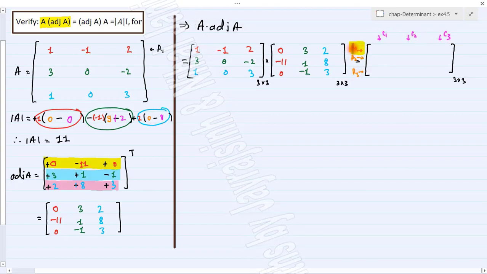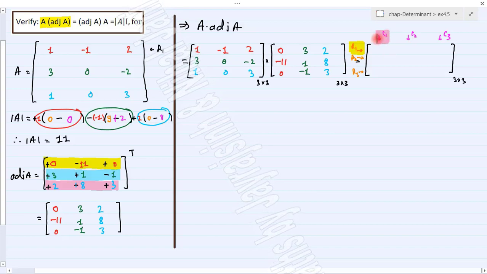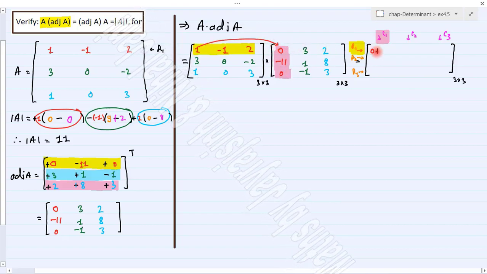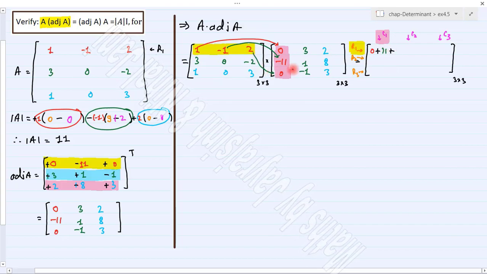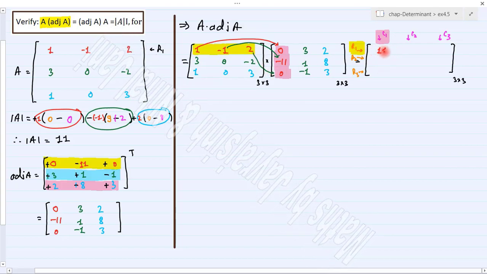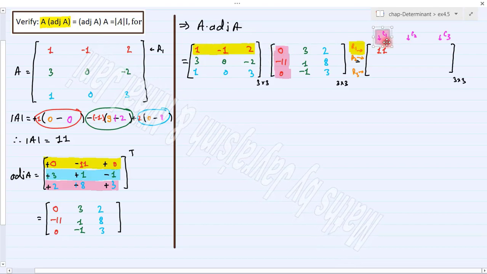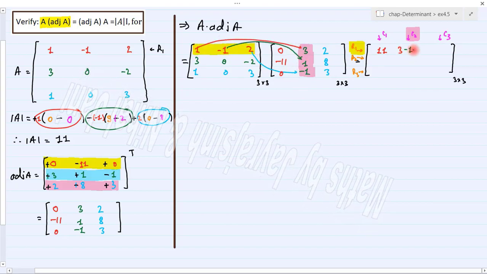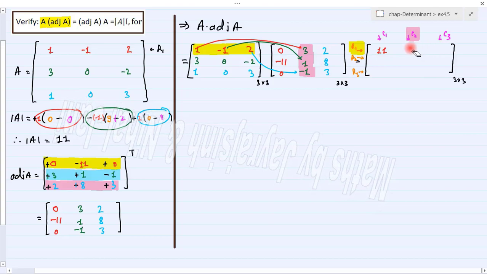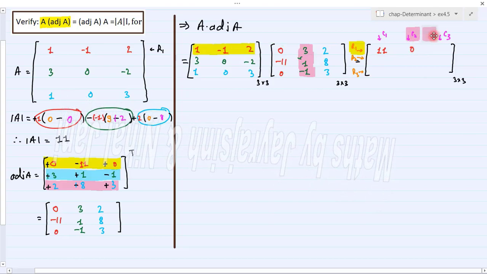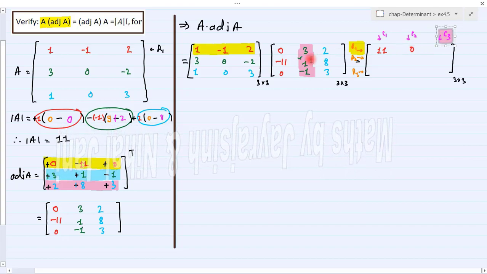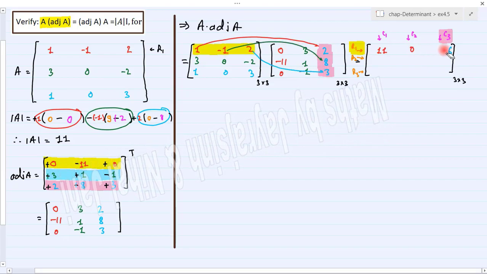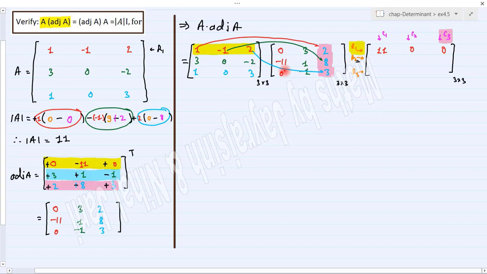So let's get your first element, which is in first row and first column. We have to multiply first row of first matrix and first column of second matrix. So multiply corresponding terms and we will get 11. Now the second element is obtained by multiplying first row and second column. So here we'll get 0. Then the third element of first row is obtained by multiplying corresponding terms of first row and third column. So here we'll get 0.